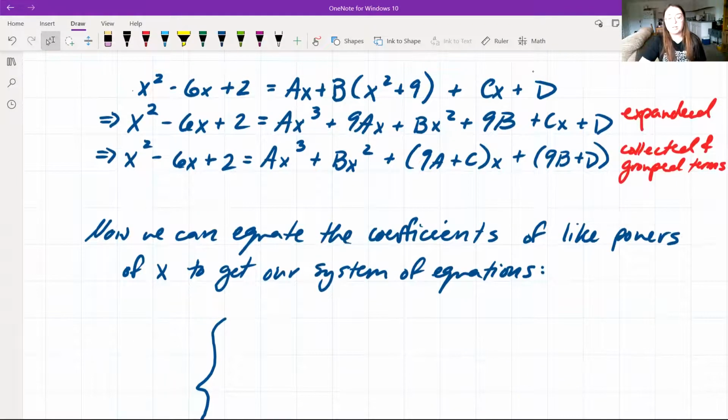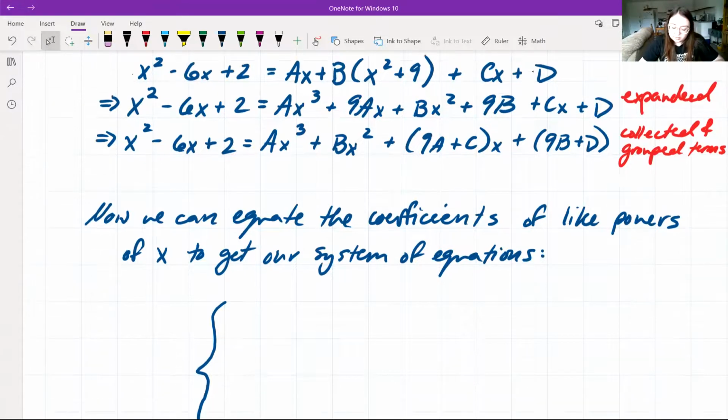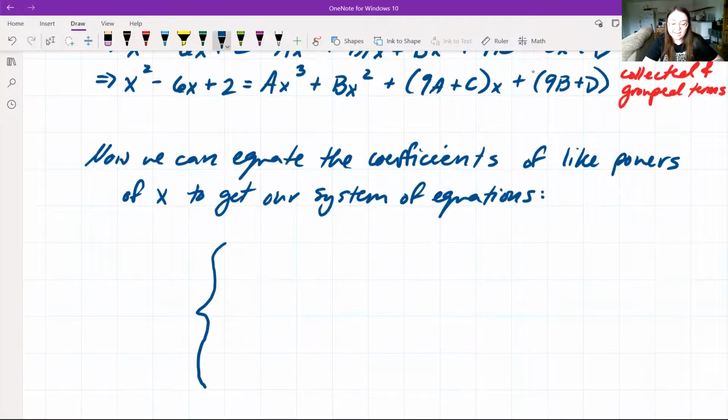So we have four different terms. We have x cubed, x squared, x, and constants, or x to the power of 0. So now we're going to equate each one of these. So our first value, which is a, is going to be 0. A is 0.